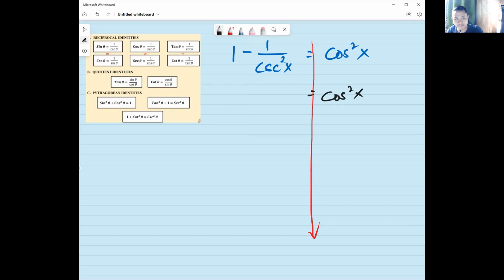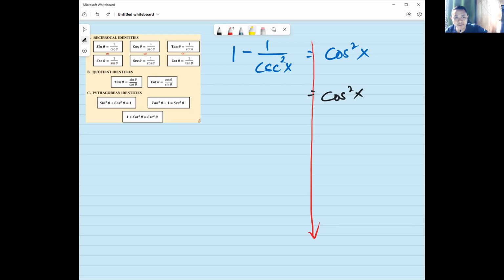Sige nga. Please suggest, type your answer in the chat box. How will we change this into this? Type your answer in the chat box. Sir, may proving po sa quiz? Yes, this is part. Kasi ito mas madali na kasi alam nyo na yung simplifying. Simplifying is just the same with proving identities.